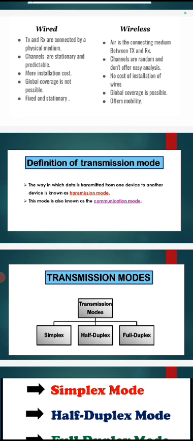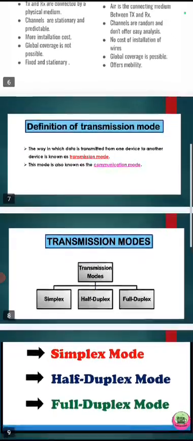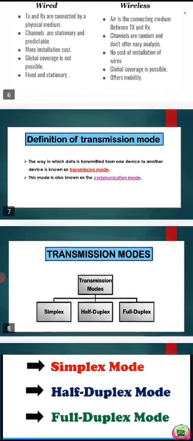In wired communication, the installation cost is more, whereas in wireless communication, the cost of installation is very low compared to wired. In wired communication, global coverage is not possible, whereas in wireless communication, global coverage is possible. Wired communication is fixed and stationary, and wireless offers mobility.